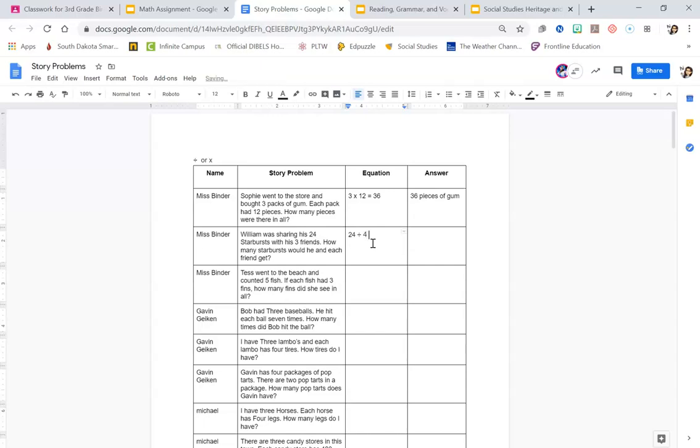So 24 Starbursts divided by 4 people equals, and I know that 4 times 6 equals 24. So I know my answer is going to be 6. So each friend will get 6 Starbursts.